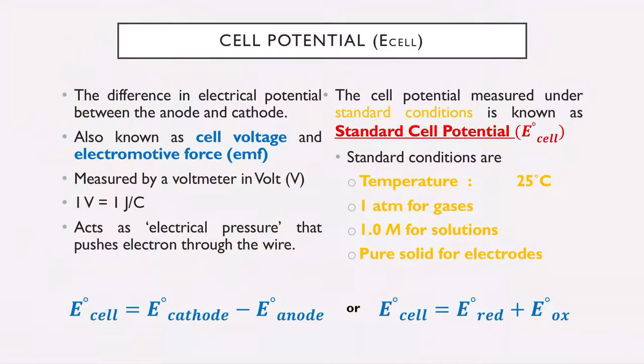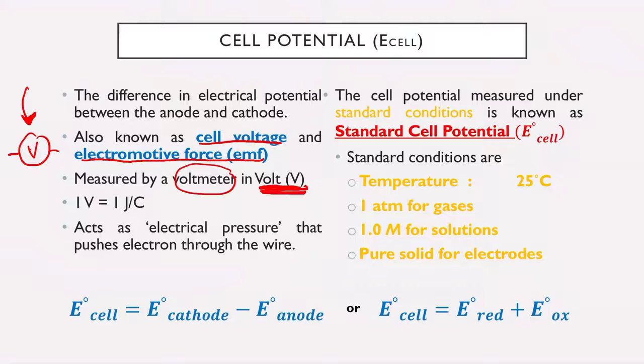Okay, so next we are going to see what is cell potential. So cell potential is basically the difference in electrical potential between the anode and cathode, also known as cell voltage or EMF, electromotive force. Pernah dengar dalam physics kan? So it is measured by your voltmeter, yang ini, yang deflect tu, when your electrons flow. So voltmeter will detect your voltage in SI unit volt.